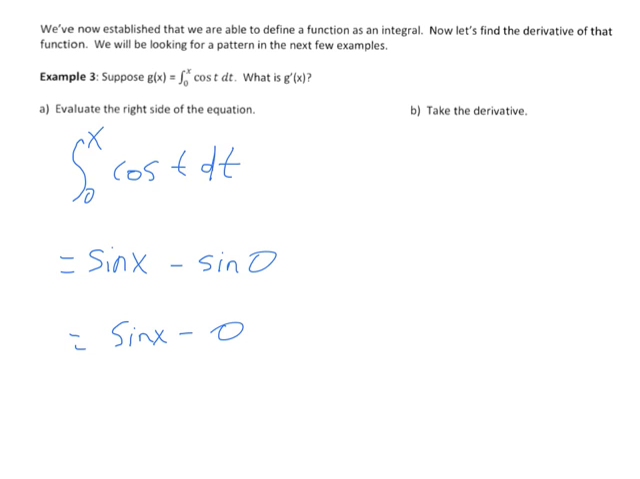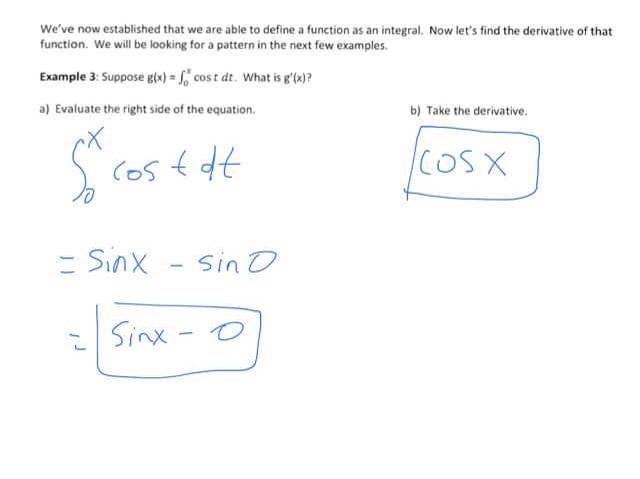Now if we were to take the derivative in part B of this answer that we got here, derivative of sine of x is cosine of x, and the derivative of 0 is 0, so it doesn't matter. And so here is our overall answer.